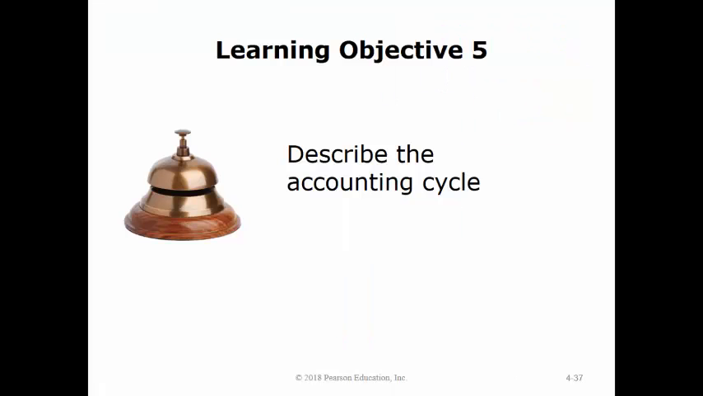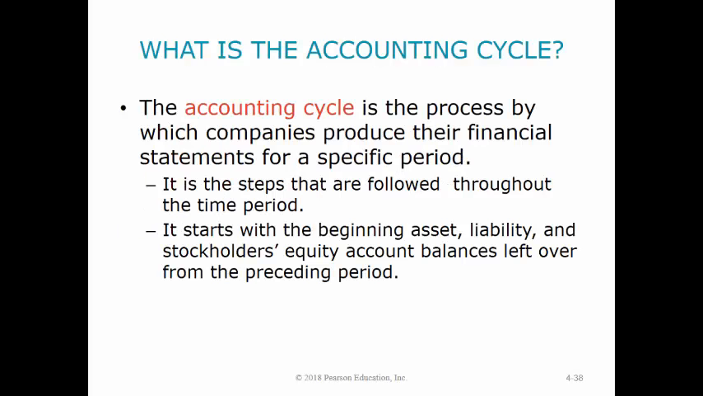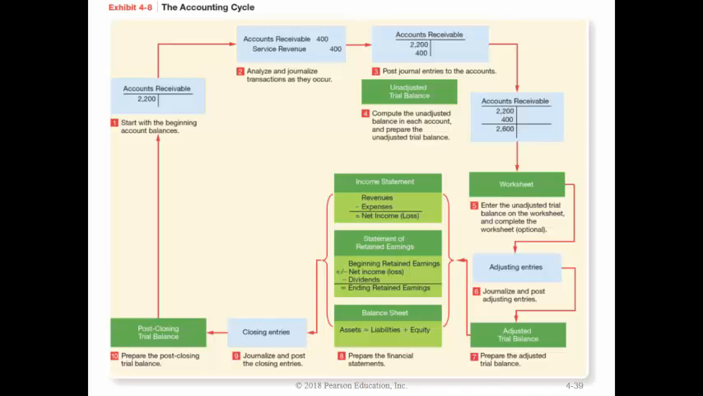In this section, we will review and describe the accounting cycle. The accounting cycle is the process by which companies produce their financial statements for a specific period. It is the steps that are followed throughout the time period. It starts with the beginning asset, liability, and stockholders' equity account balances left over from the preceding period. Exhibit 4A outlines the complete accounting cycle of Smart Touch Learning and every other business.